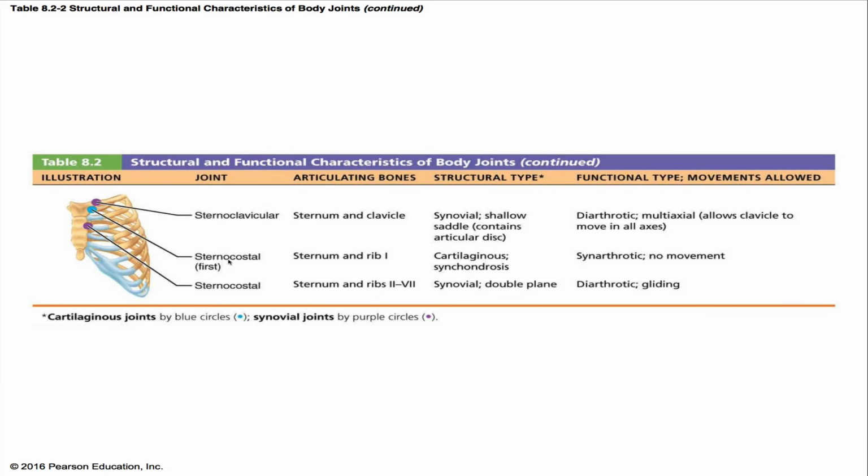Now, the sternocostal, okay, the first sternum and rib one, it's a cartilaginous synchondrotic joint. There's no movement, so we say that it's synarthrotic. Now, the remaining sternocostal joints, ribs 2 through 12, again, these are synovial, they're double planed, they're diarthrotic gliding joints.